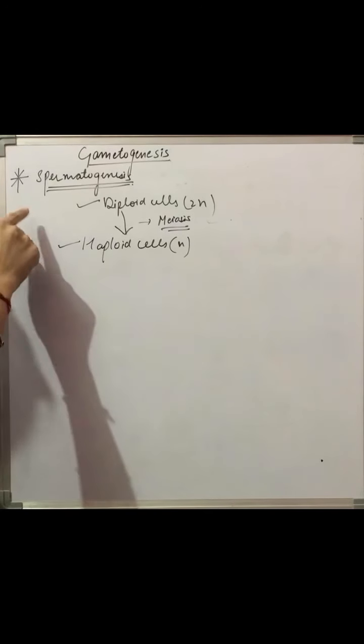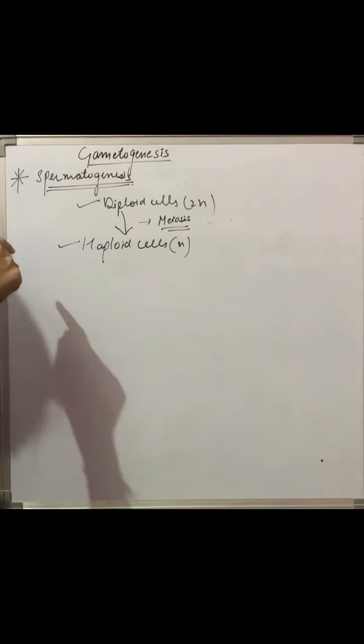And in males, the formation of gametes or the sperms is known as spermatogenesis. So in today's video, we will discuss spermatogenesis, that is the formation of mature spermatozoa from the diploid cells or sperm mother cells.